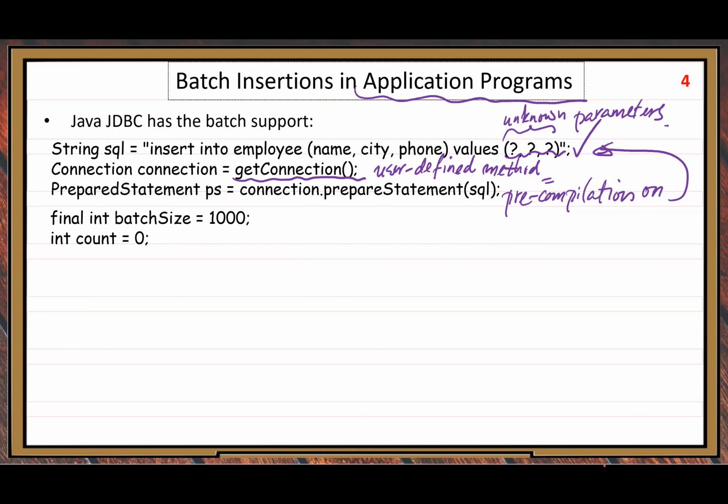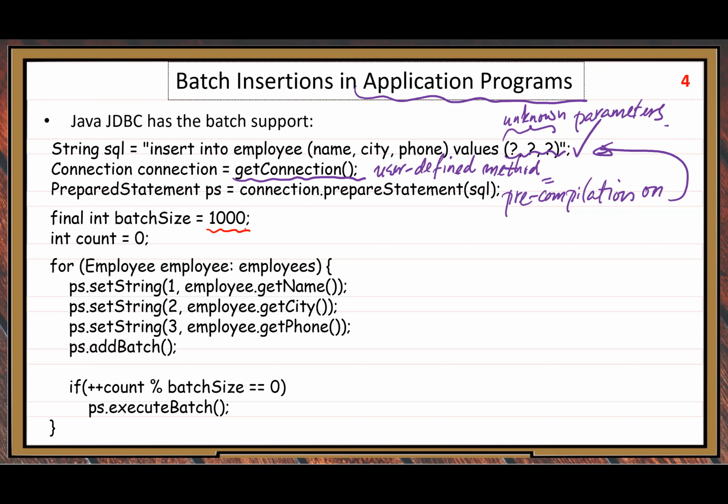Next, before we run the batch insertion, we need to define the batch size. Here, 1,000. That's pretty much the usual batch size, about 1,000. Next, we need to use a for loop to run our batch insertion.